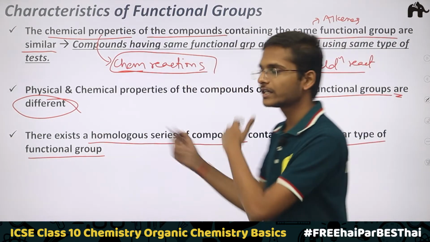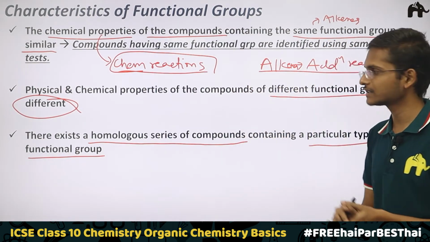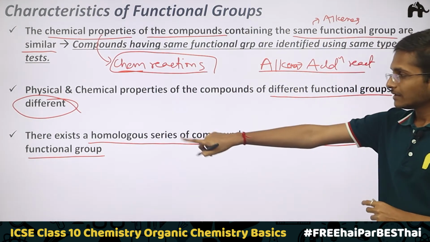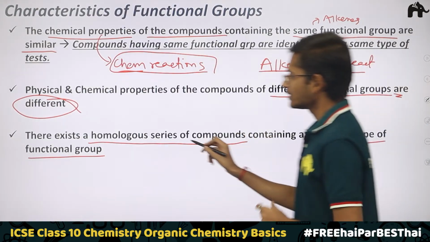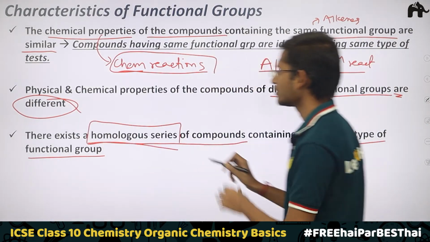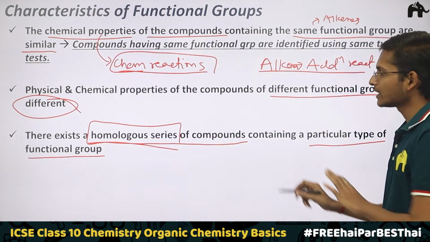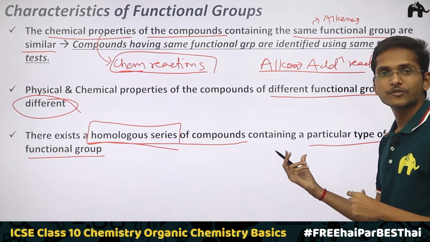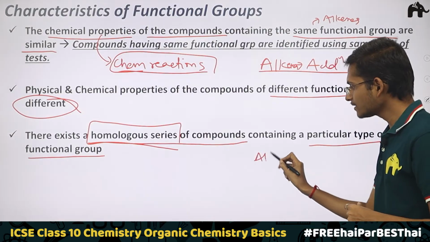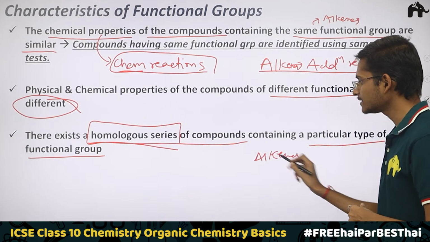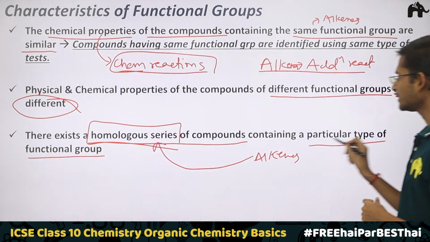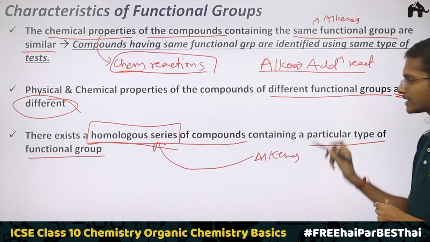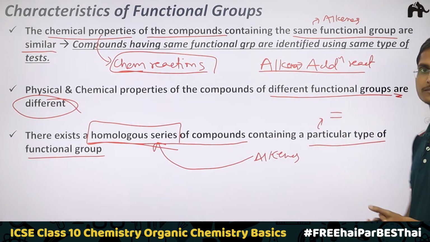Now there exists a homologous series of compounds containing a particular type of functional group. This is correlated to what we have studied in the homologous series. So they are saying there exists a homologous series of compounds containing a particular type of functional group. We have seen alkenes, they form a homologous series, right? And they have a particular type of functional group as well, which is the carbon-carbon double bond, right?